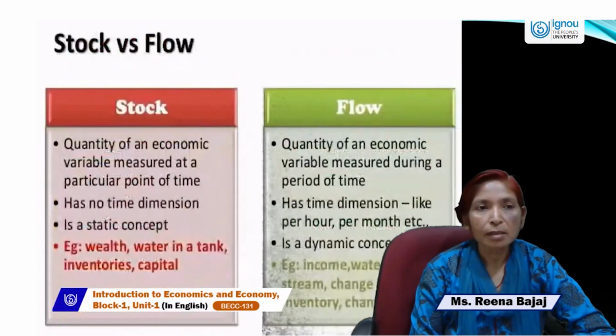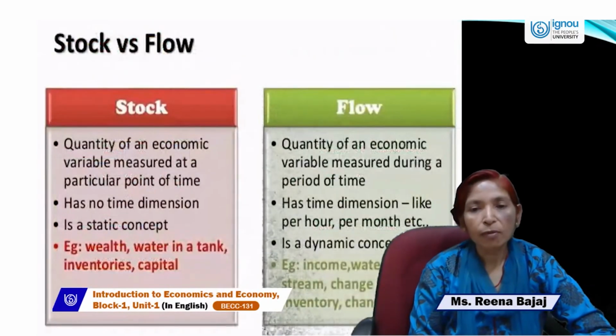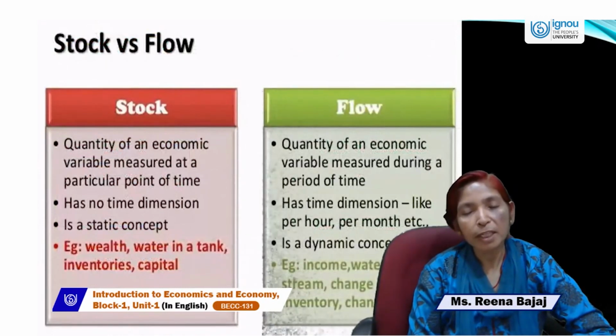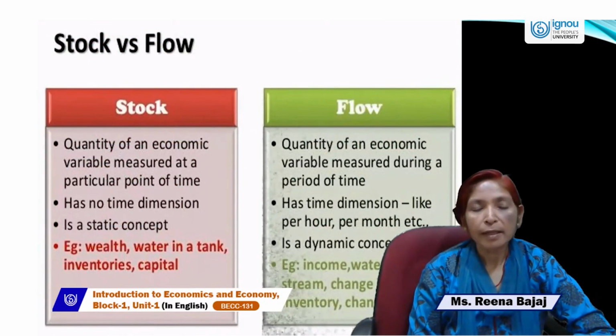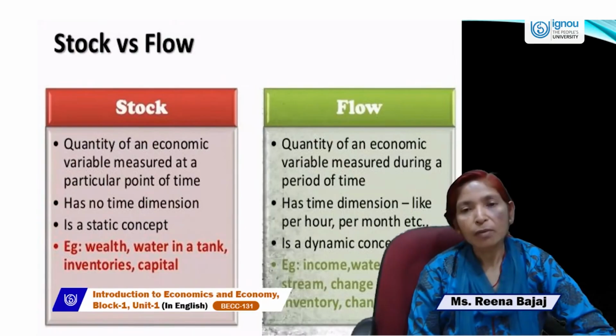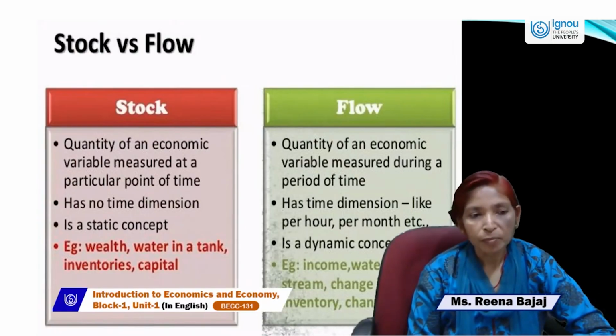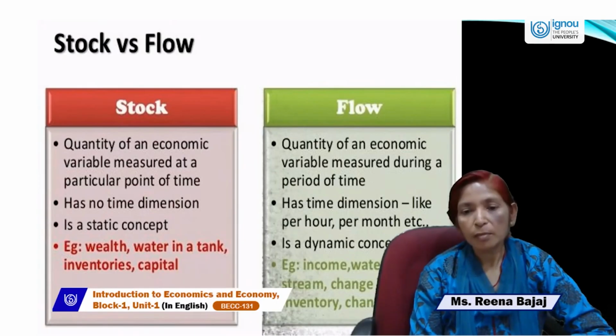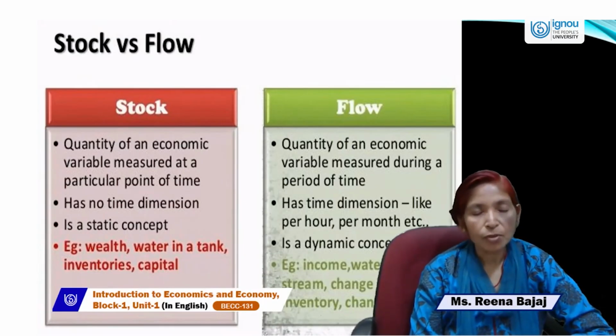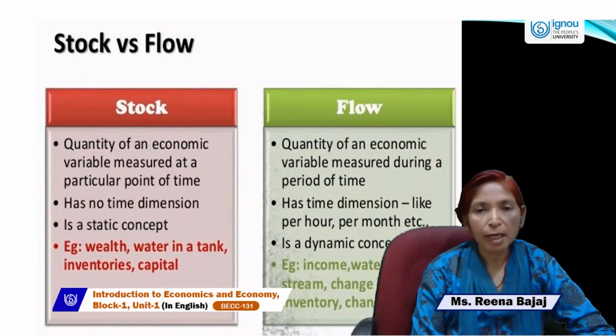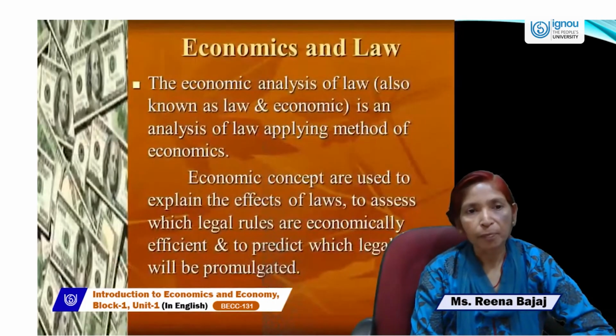You know that stock is related with a point of time, and flow is a concept which is related with a period of time. Stock means, in a tank, if we store water, that is called stock. And if we are using water from a tap, that is called flow. National wealth, water in a tank, inventories, capital, those are stock examples. And income, national income, water in a stream, water from a tap, change in inventories, change in capital, that is called flow. So stock is related with a point of time and flow is related with a period of time.